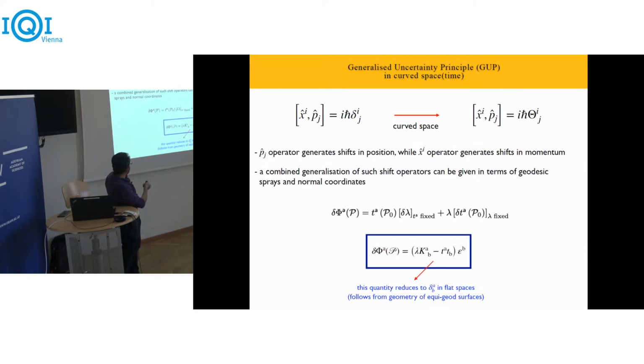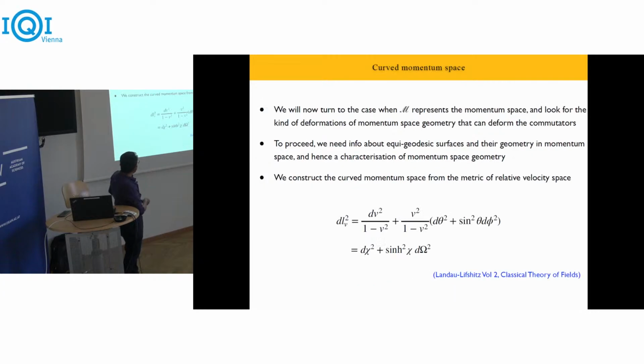I think I have already mentioned this. I should also mention that this combination is what reduces to the Kronecker delta in flat spaces. That is how you recover your standard Heisenberg algebra. So, you recover this delta ij here because this combination is delta ij. And now, so far this was a formalism, I want to apply it to the case where the momentum space is curved.